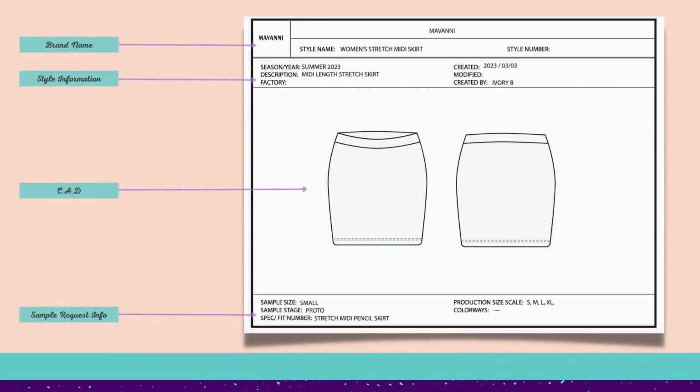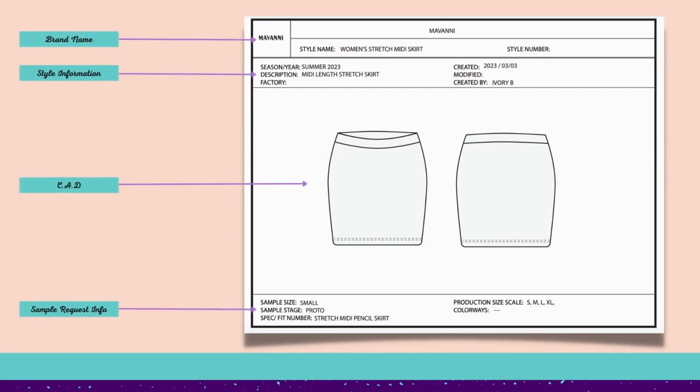Here's an example of a cover page. You can see at the top that they have the brand name listed, followed by the style information, such as style name, style number, season or collection the style is in, and when the style was created or modified. Next, there is a CAD image, which we will get into shortly. And lastly, sample request information, the size specification, size range, and colors we are requesting samples in. Please note this order is not the same on every company's tech packs, but the information is typically universal.